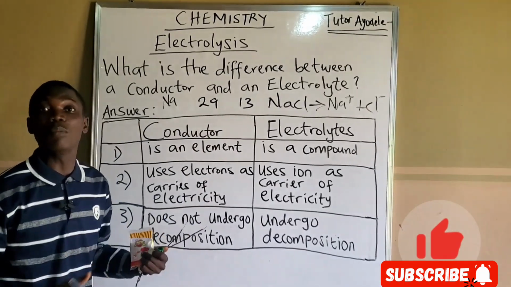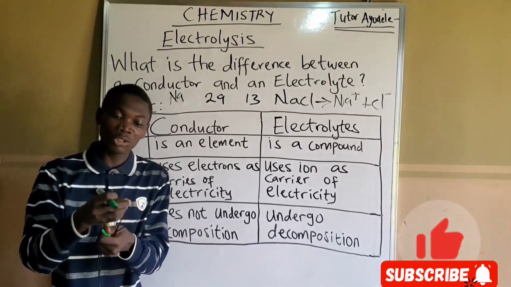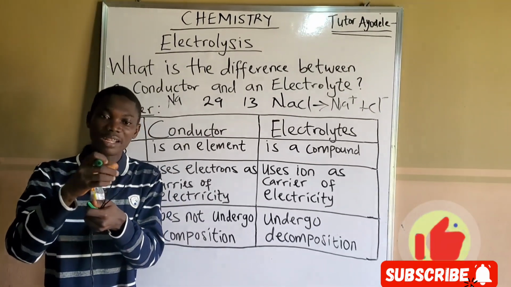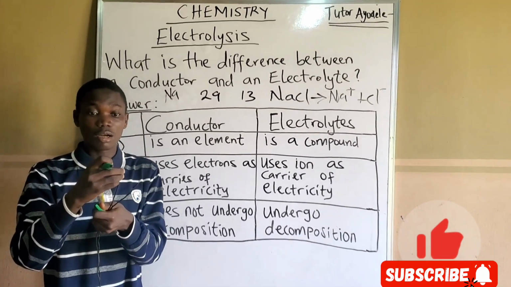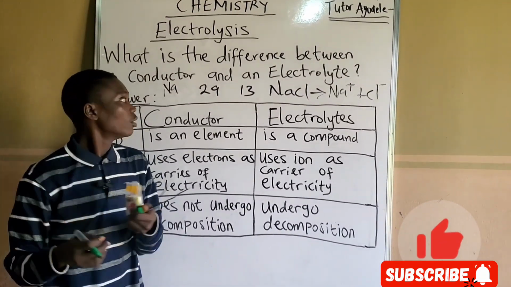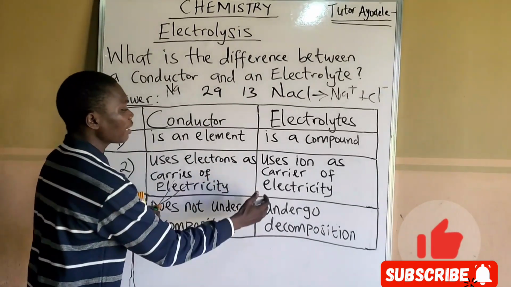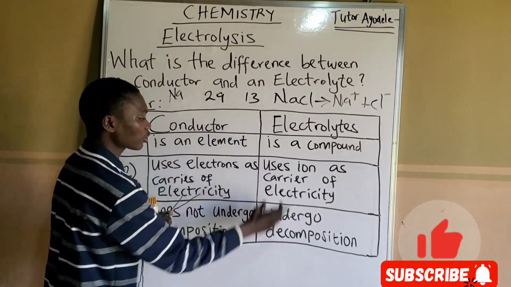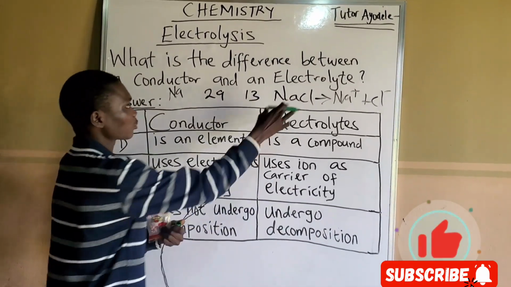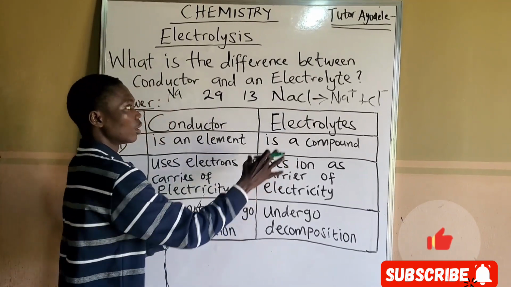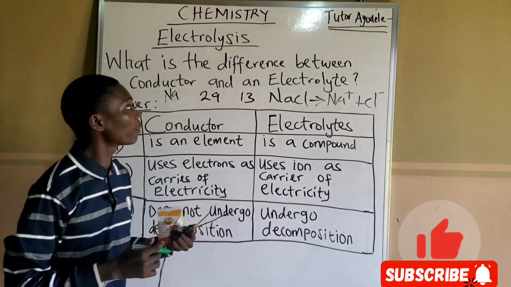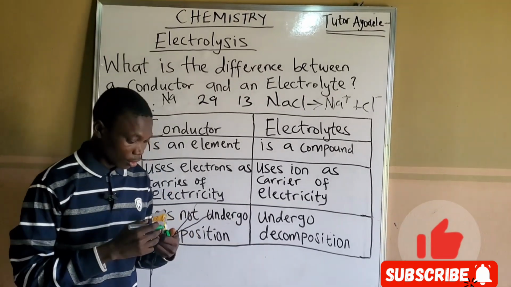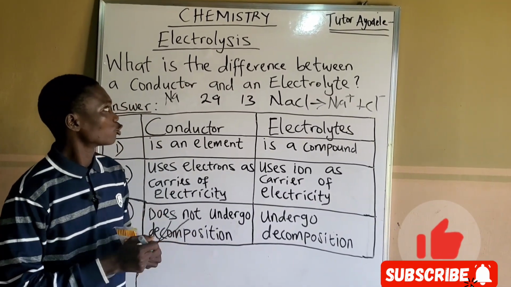Conductors are elements. It may be copper, it may be aluminium. Aluminium wire is silvery white, while copper is brownish red. But electrolytes can decompose. As I've said, this one can decompose to give you sodium ion and chloride ion, and so on and so forth.